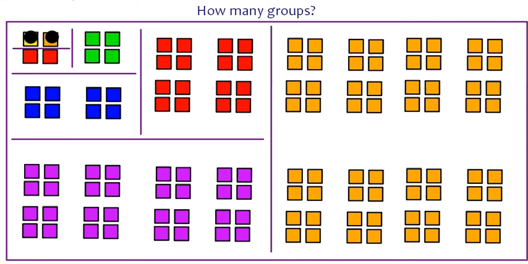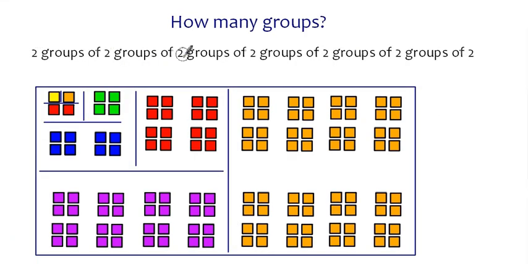Here it is again. That was two groups of two groups of two groups of two groups of two groups of two groups of two. Voila! So that's how many squares there are. Oh my gosh, that's kind of a mouthful.